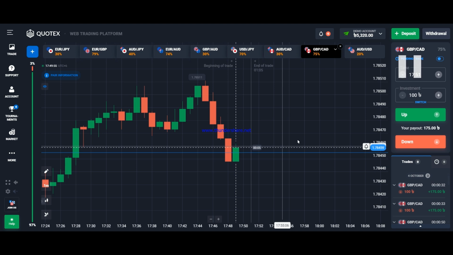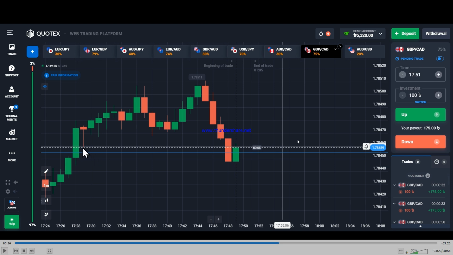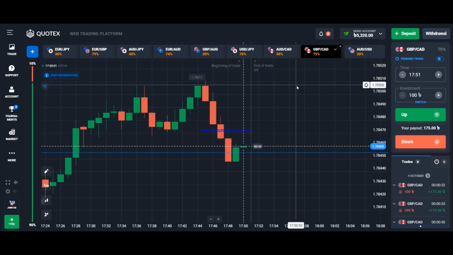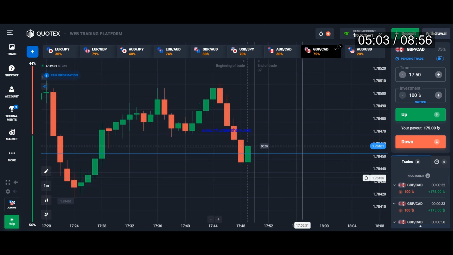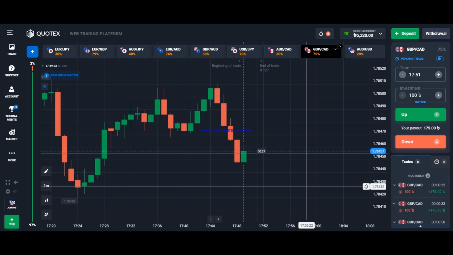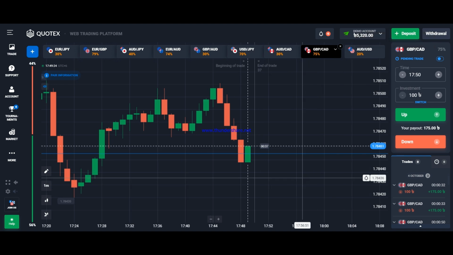Okay, so you can see buyers are also rejecting on this point. This is a support, and buyers are reacting on this point, on this support. And I placed my trade. So in this candle, just see the reaction, focus on the reaction.